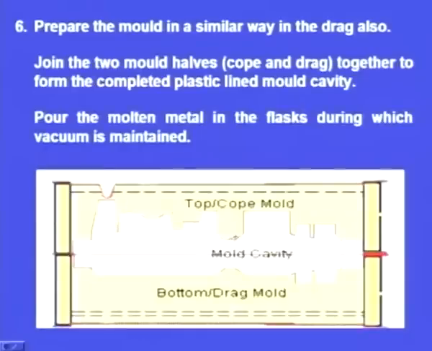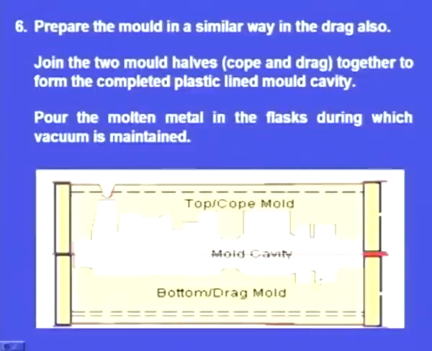Next one, prepare the mold in a similar way in the drag box also. So far we have seen preparing the mold using this polymer sheet and vacuum in the cope box, that is the upper molding box. Now we have to prepare the mold in the drag box also, that is the lower molding box. So, this is the drag box, the lower molding box. This one also in the same way we have to prepare using vacuum and polymer sheet.